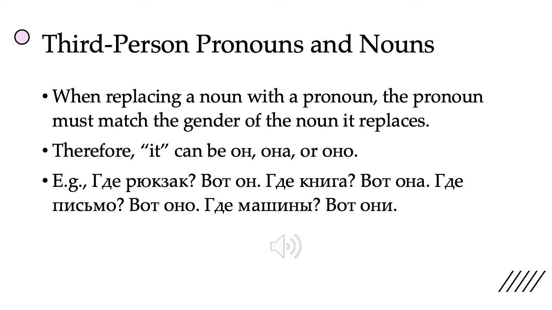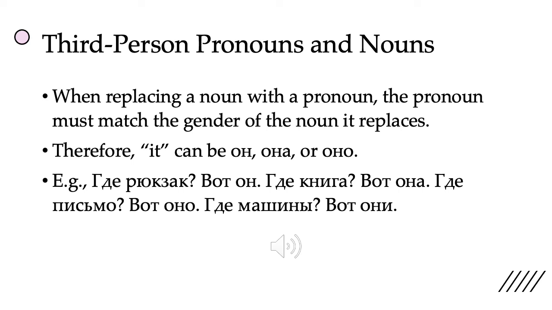So if we wanted to ask, for example, где рюкзак? Where is the backpack? And that's masculine. We would answer by saying вот он, here he is. Because it is masculine, and so in order to say it, we say он, we say he. But if we said где книга, where is the book, we have to say вот она, here she is. But everyone understands that means here it is.